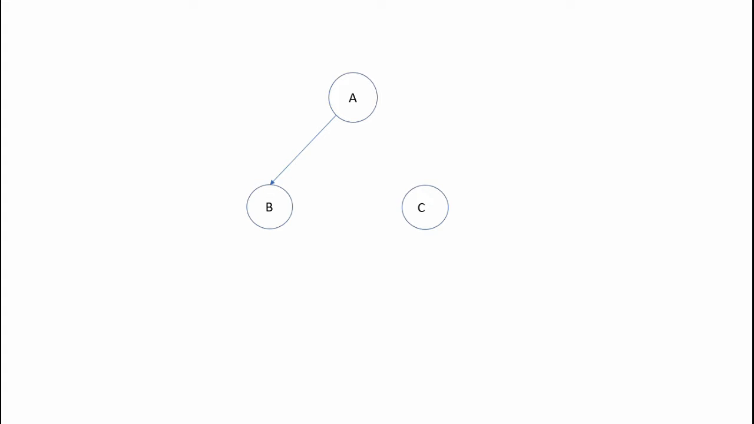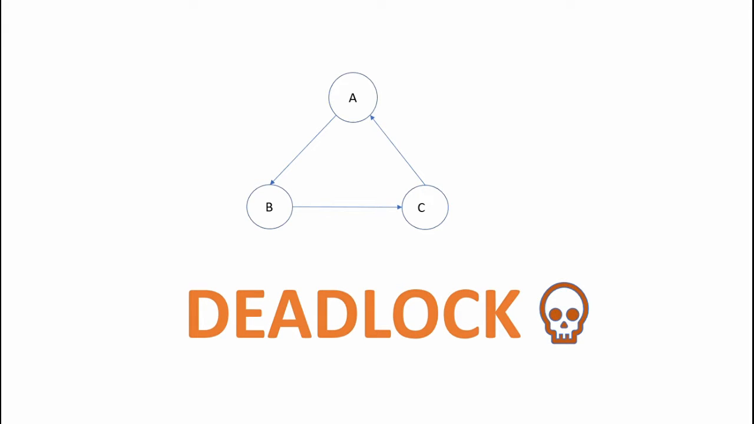So B asks C, bro, can you give me this resource so that I can complete my work? And C says, bro, I also want to give you my resource but I cannot give because there is one resource that is with A and I need it to complete my own work. So C is dependent on A for one resource and A cannot give its resource. So this is the condition of a deadlock.